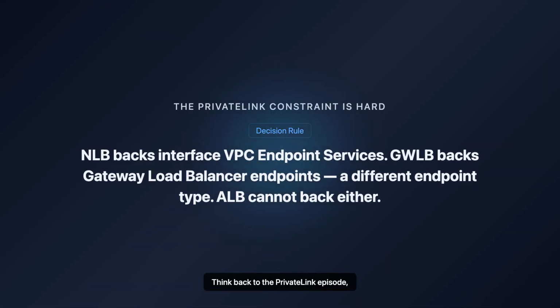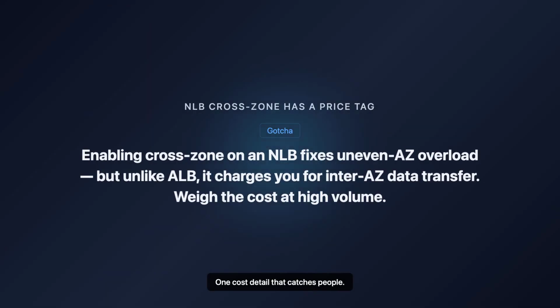Think back to the PrivateLink episode, where an interface endpoint put a private network interface in your subnet to reach a service. On the provider side of that connection, the service fronts a network load balancer. That's the standard PrivateLink pattern. The gateway load balancer has its own distinct endpoint type called a gateway load balancer endpoint, used for inline traffic inspection, not standard PrivateLink. The application load balancer cannot back either type of VPC endpoint service. So when you see a PrivateLink provider scenario and need to choose a load balancer, NLB is the answer for interface endpoints.